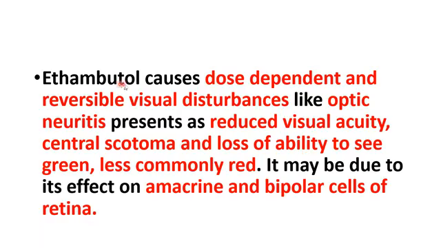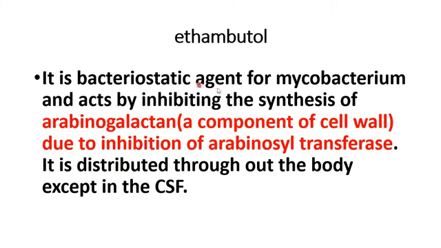Ethambutol is a bacteriostatic agent, and it acts by inhibiting the synthesis of arabinogalactan. Arabinogalactan is a component of your cell wall, and it is inhibited by inhibition of arabinosyl transferase. It is distributed throughout your body except in your CSF, so it is not effective for TB meningitis.